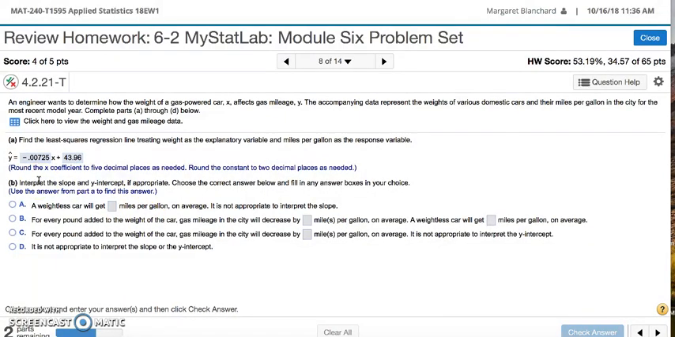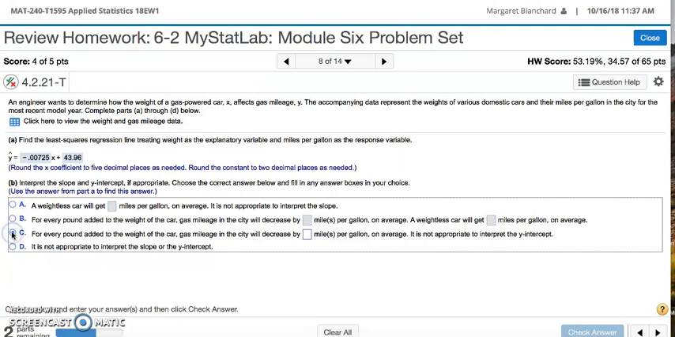Interpret the slope and y-intercept if appropriate. Choose the correct answer below and fill in any answer boxes in your choice. I'm going to start off by saying right now, remember with the intercept, we're looking at what would the value of y be if x is equal to 0. In this case, x equal to 0 is a weightless car, which is non-existent. So it's really not appropriate in this case to interpret the y-intercept. So we're going to look at part C. That eliminates parts A and B.